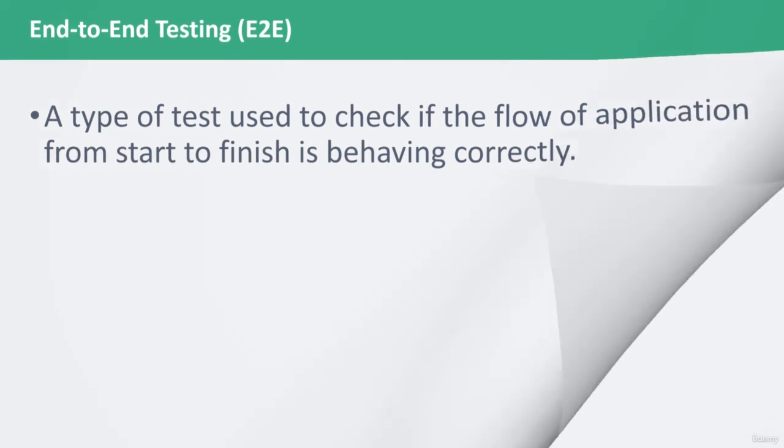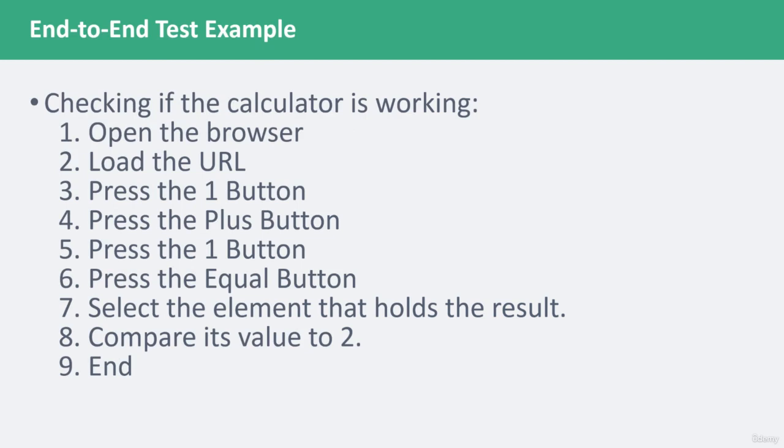Here's an example of what an end-to-end test could look like. When writing tests, you need to think of them as a series of steps. Let's say we wanted to write a test for checking if a calculator can return the sum of 2 values.